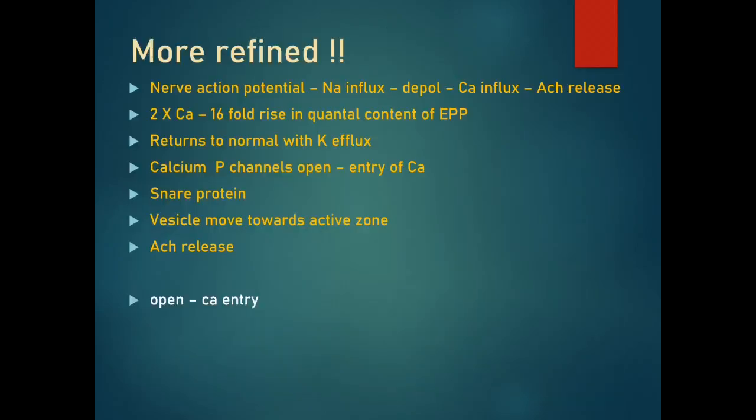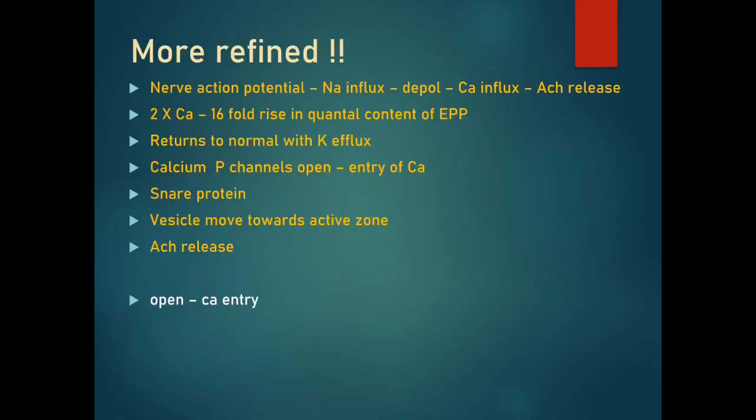Much more refined. Now, this is a repetition of what has been told. Whenever there is a nerve action potential, there is a sodium influx into the muscle fibers, producing a depolarization, which in turn produces an influx of calcium, leading to the release of acetylcholine molecules. Once the acetylcholine molecules are released, they go to the post-junctional receptors, wherein they act on these acetylcholine receptors, producing a contraction of the actin-myosin filament, producing a contraction of the muscle fibers.